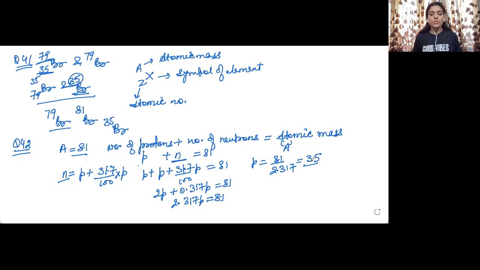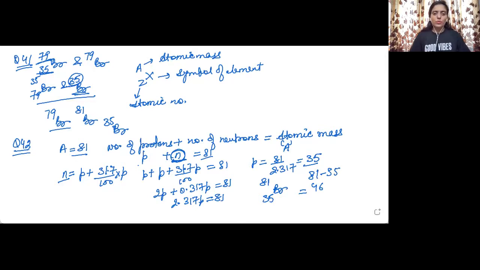Now, if the number of protons is 35, this will be the atomic number of the element. Atomic number 35 is for bromine, and the atomic mass we have already been given as 81. So the symbol of the atom will be bromine 35 81. If you need to find the number of neutrons, just do 81 minus 35, which comes out to be 46. So this will be the number of neutrons.